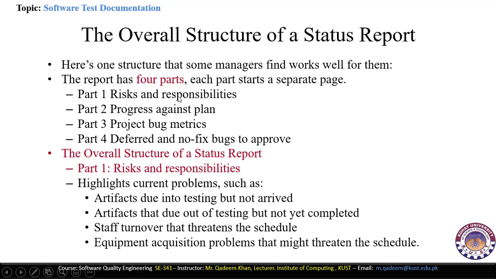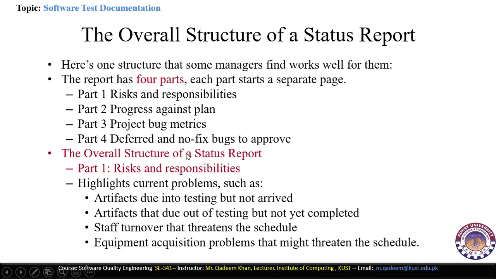Now, in the overall structure, here is one structure that the software manager finds works well for them, and the report has four parts. Each part starts as a separate page. For example, risk and responsibilities is one part, progress against the plan is another part, the project bug matrix is another, and deferred and no-fix bugs to approve is another part. So we have four different parts here, and each part has a separate page. That means each part should be documented in a single page or a separate number of pages.